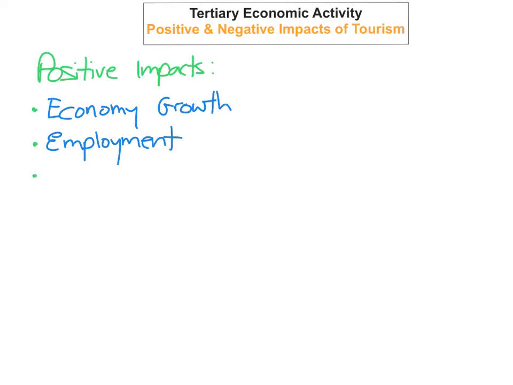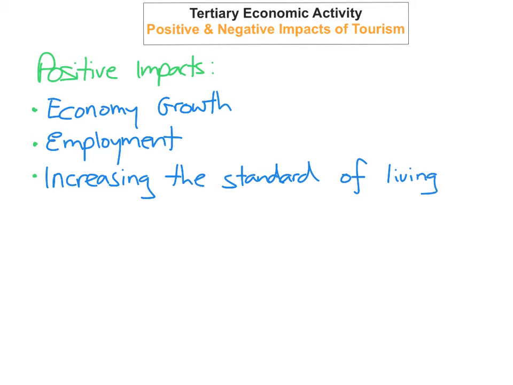The third positive impact is increasing the standard of living within that country. Because many tourists visit that area, the government will then have more money to improve facilities and to cater for the tourists. So they'll build better infrastructure, better roads, more hotels, better communications, provide Wi-Fi and so on, and this will all be able to be used by the locals.